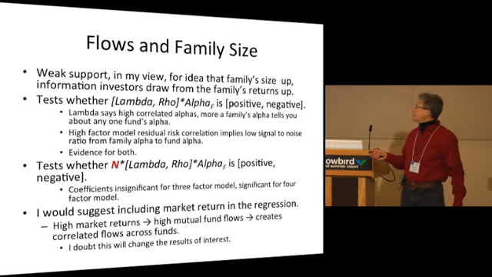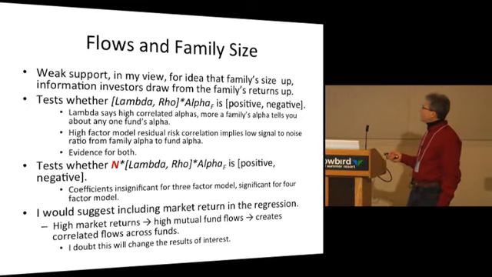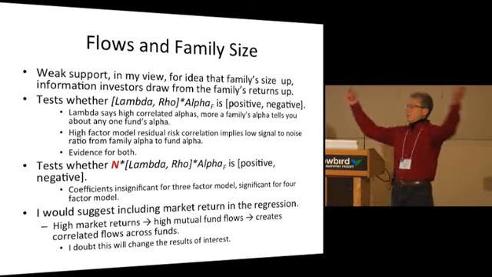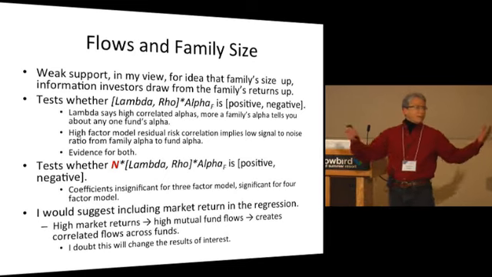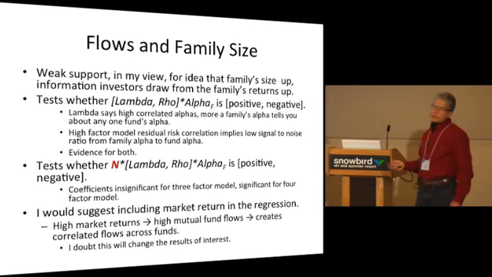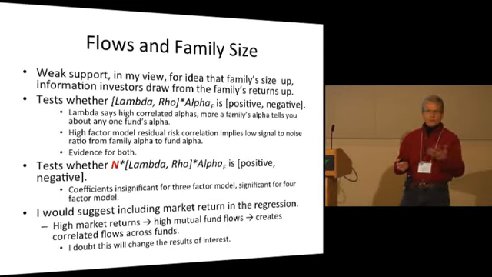High market returns lead to high mutual fund flows, and that's going to create correlated flows across the funds, right? Because if generally flows are big, everybody's going to get money. And I don't think this will change the results of interest, but it's one of those things that should just be in there.